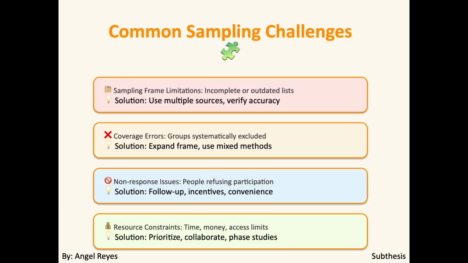Expect these challenges. Sampling frames are often incomplete or outdated. Use multiple sources and verify accuracy. Coverage errors exclude groups systematically, so expand frames, or use mixed methods. Non-response is universal. Use follow-up, incentives, and convenience. Resources are always limited. Prioritize, collaborate, or phase studies. Anticipating challenges helps you address them proactively.